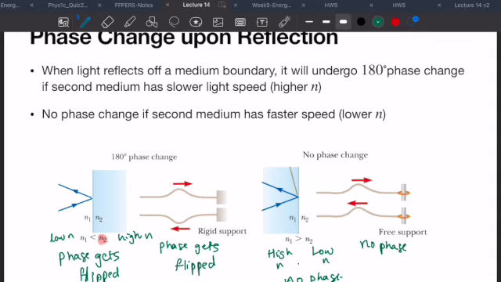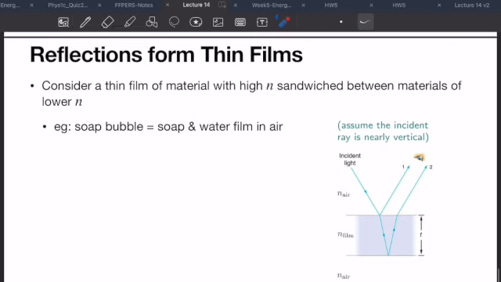So we did all of this reintroduction of the idea of refraction and defining index of refraction and phase, because we're going to use that with thin films. So let's go ahead and go to thin films. Consider a thin film of material with high n sandwiched between materials of low n. So let's talk about what we even mean by this.